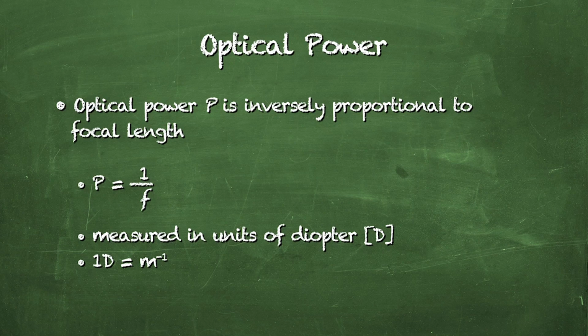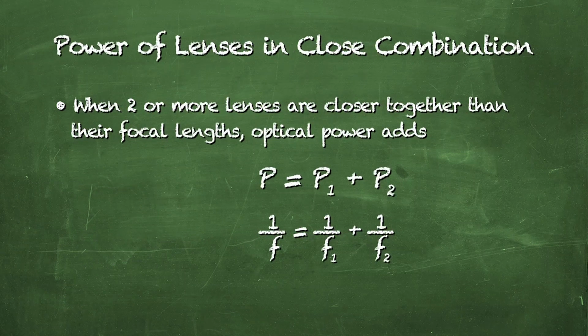Now, if we were to take two lenses and place them in close proximity, then the optical power of the two lenses adds together. So when we have two lenses, the total optical power P is equal to P1 plus P2, or you'll probably encounter this in your laboratory as 1 over the combined focal length is equal to 1 over focal length 1 plus 1 over focal length 2. Now remember, don't add the focal lengths, however, you add the optical power.